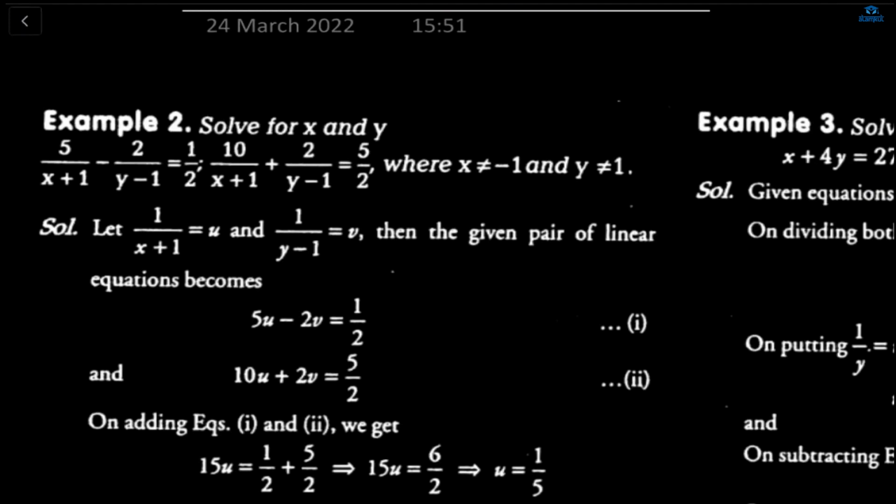Okay, you can see there are 2 equations. 5 by x plus 1 minus 2 by y minus 1 is equal to 1 by 2. And the other equation that you're having here is 10 by x plus 1 plus 2 by y minus 1 is equal to 5 by 2. So which value are we going to assume?